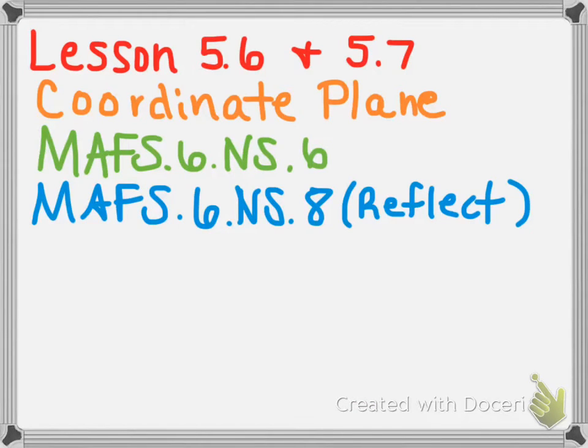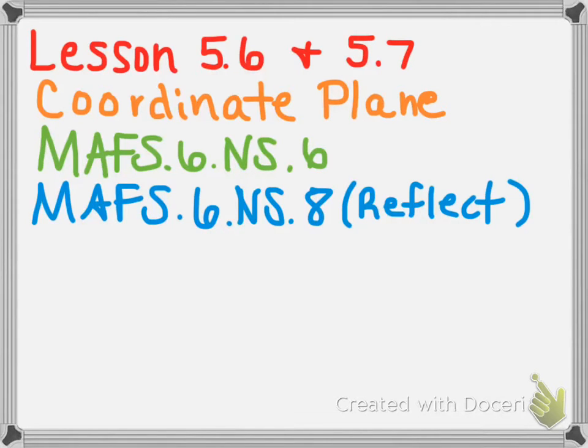Okay, so we're going to go over lesson 5.6 and then 5.7. 5.7 actually has a lot of the same information, so there's only a tiny bit of that. 5.6 has most of the new information. Okay, so we're going to focus on information with the coordinate plane first in 5.6, and you can see the two standards that we are covering. The second one in blue is talking about reflections, and that will be later on.